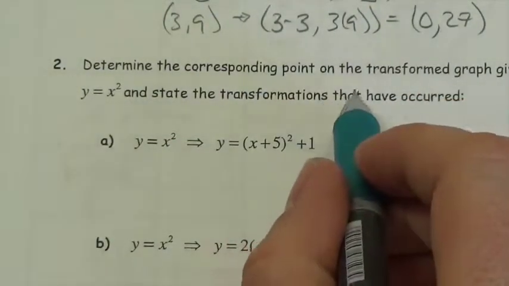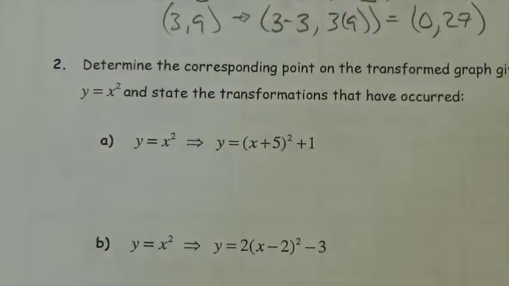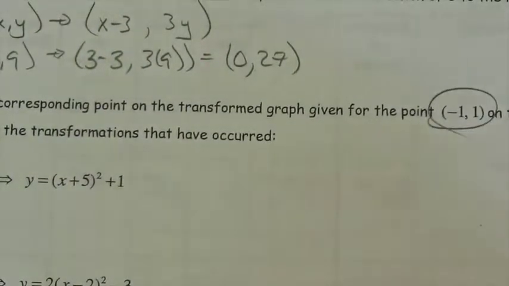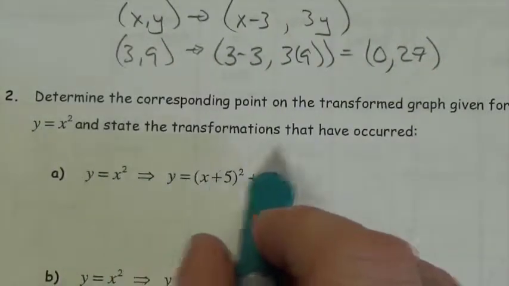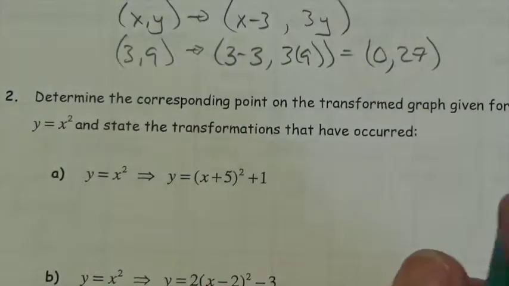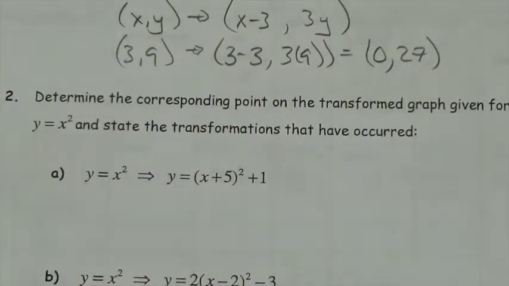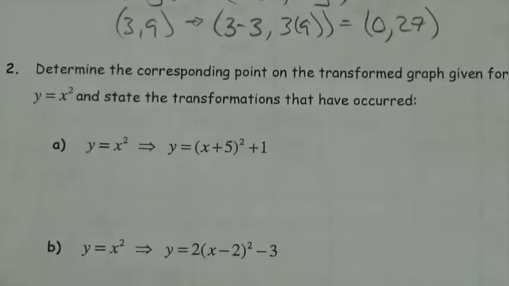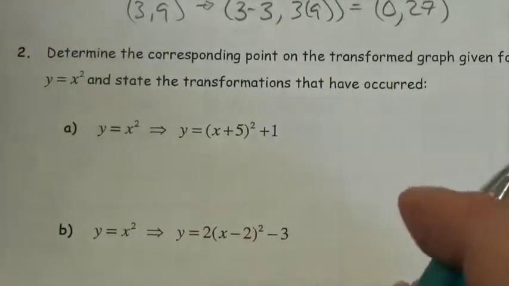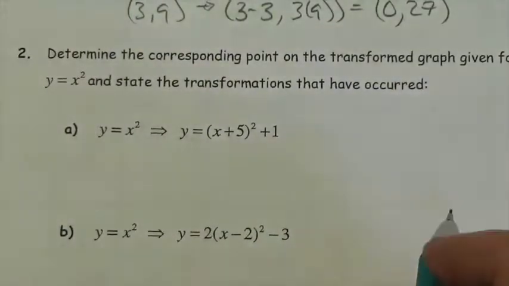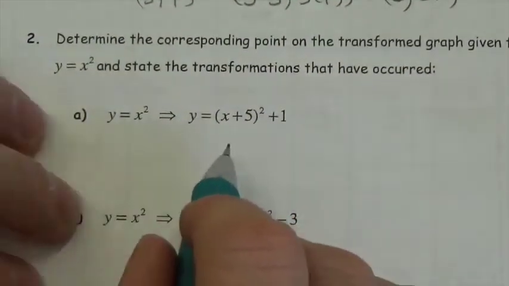Determine the corresponding point on the transformed graph given the original point here, negative 1, 1, on the graph y equals x squared, and state the transformations that have occurred. Actually, for us, it might be easier to state the transformations that have occurred first, because when I state those transformations, that is exactly what's happening to the point here. Now, take a look at this one.